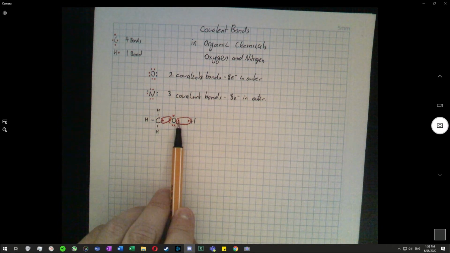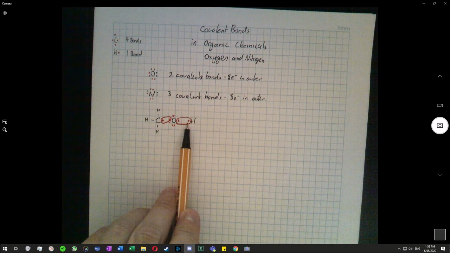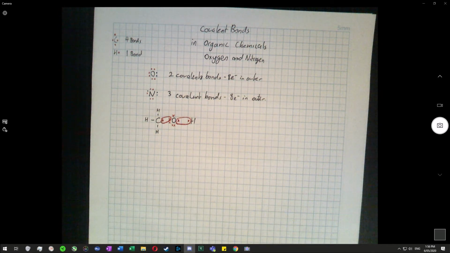The oxygen has 1, 2, 3, 4, 5, and 6, like we said before, is what it starts with in its outer shell. A 7th from the carbon and an 8th from the hydrogen. So it's now happy as well. With those 2 covalent bonds, it now has 8 electrons in its outer shell.